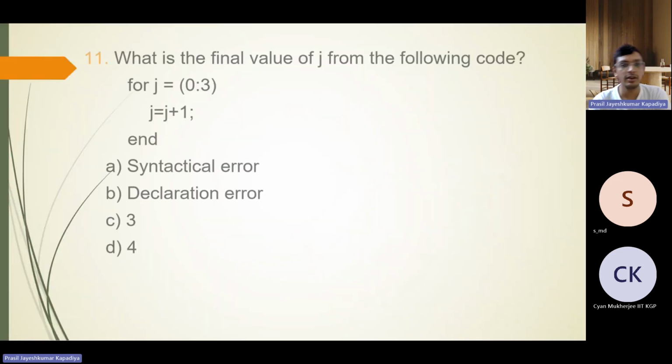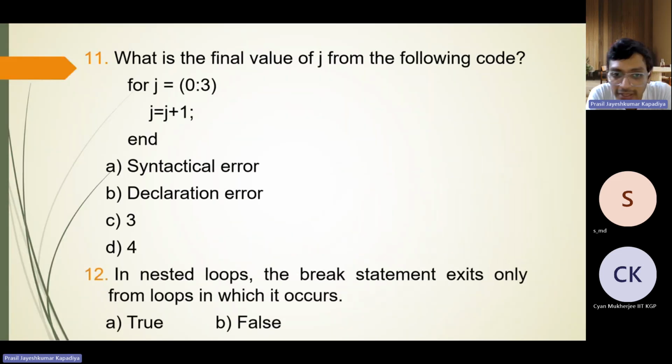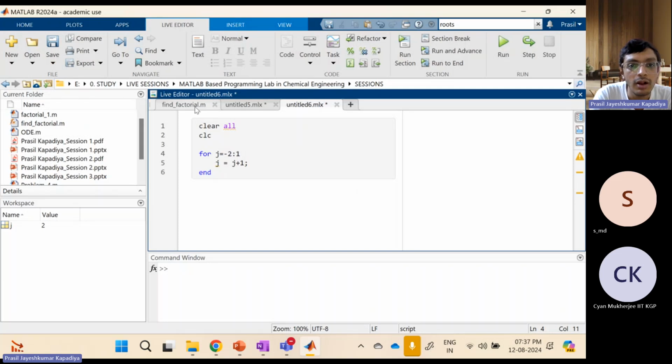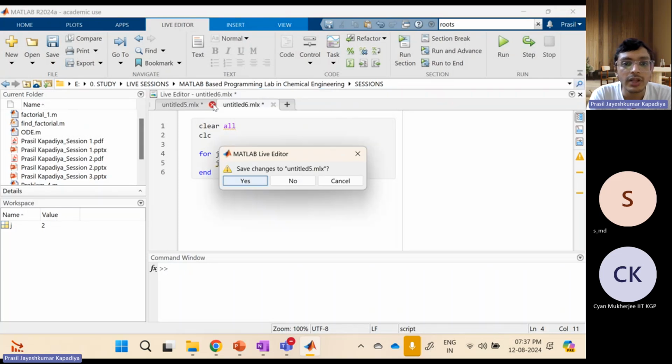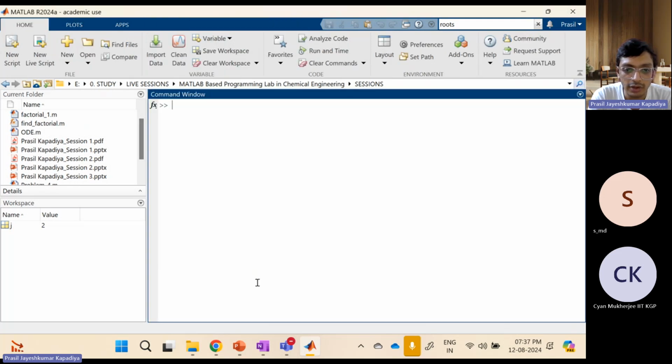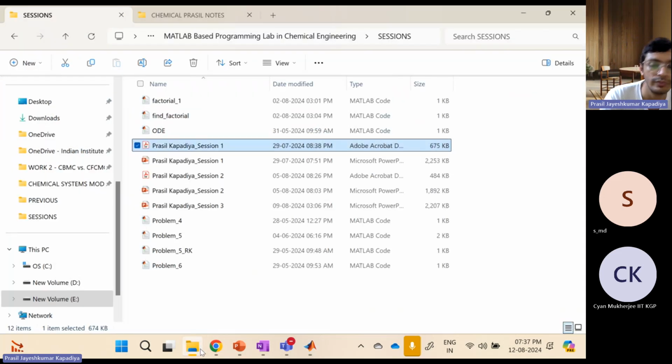Now, next question. In nested loops, the break statement exits only from the loop in which it occurs. So this is a true statement. We have already taken the example of that while loop. I will show it to you again. I have saved that code.